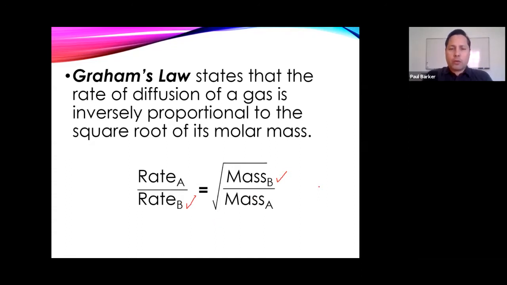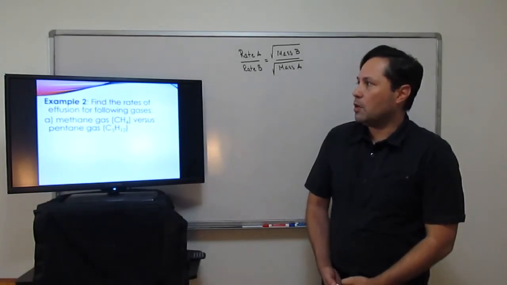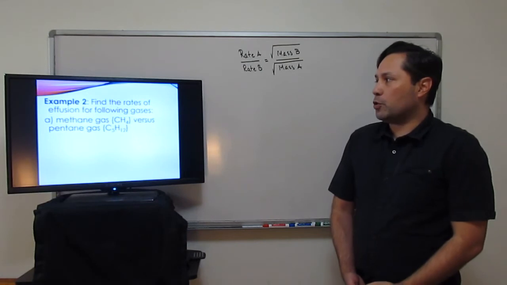So you have to get the square root of the mass of each other, simplify, and that will give you a rate for how much faster A might be when compared to B. In example 2, we're asked the following question. Find the rate of effusion of the following gases.